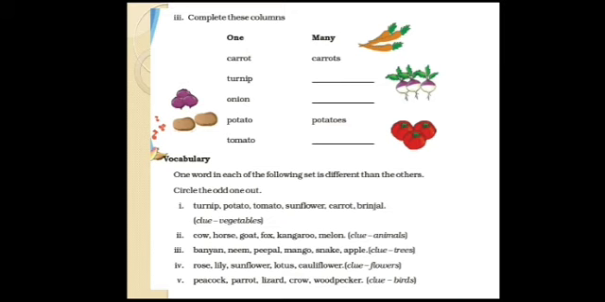Rose, lily, sunflower, lotus, cauliflower. Cauliflower is not a flower, so you have to circle cauliflower. Okay, it is a flower, but we eat it as a vegetable. Then last one, peacock, parrot, lizard, crow, woodpecker. Which is not a bird? Yes, lizard. So finish this activity.